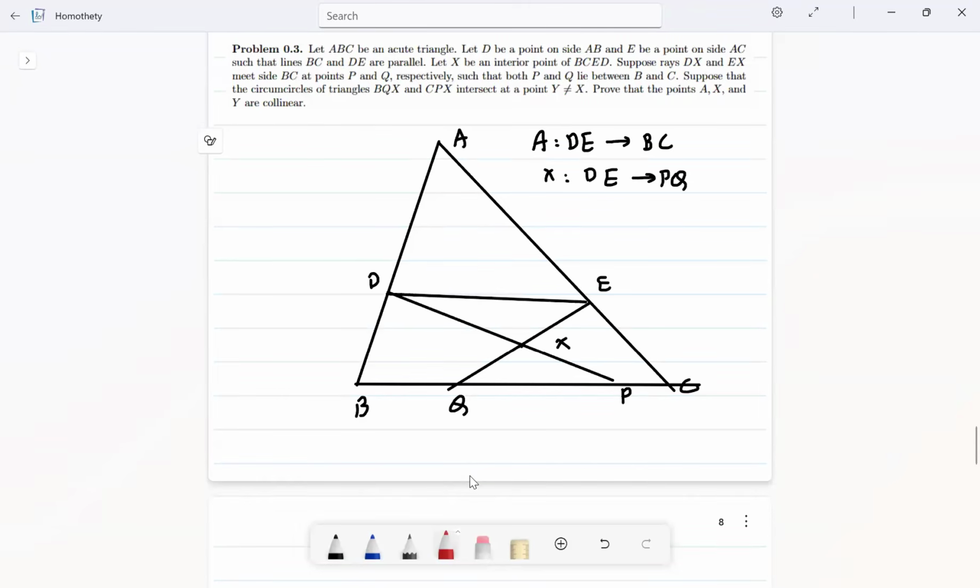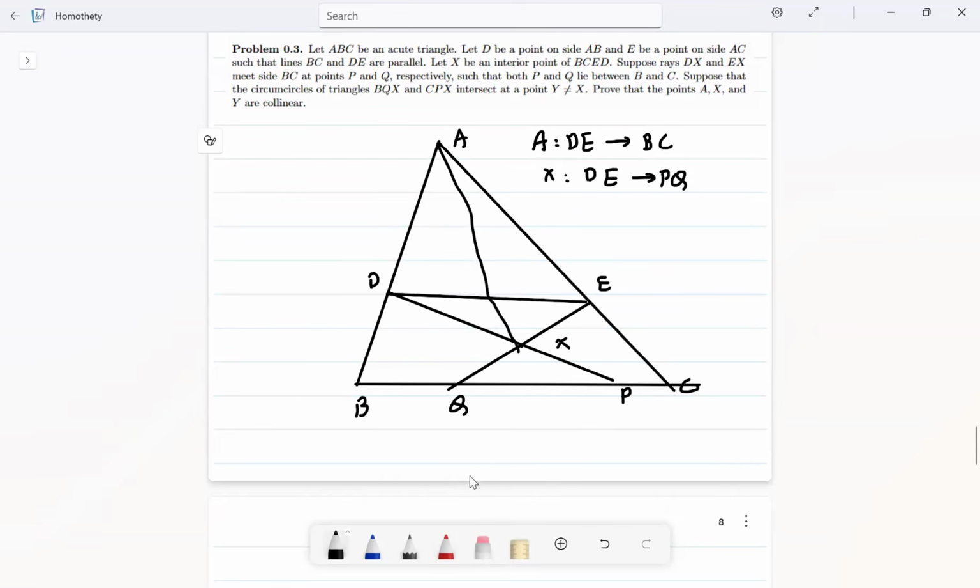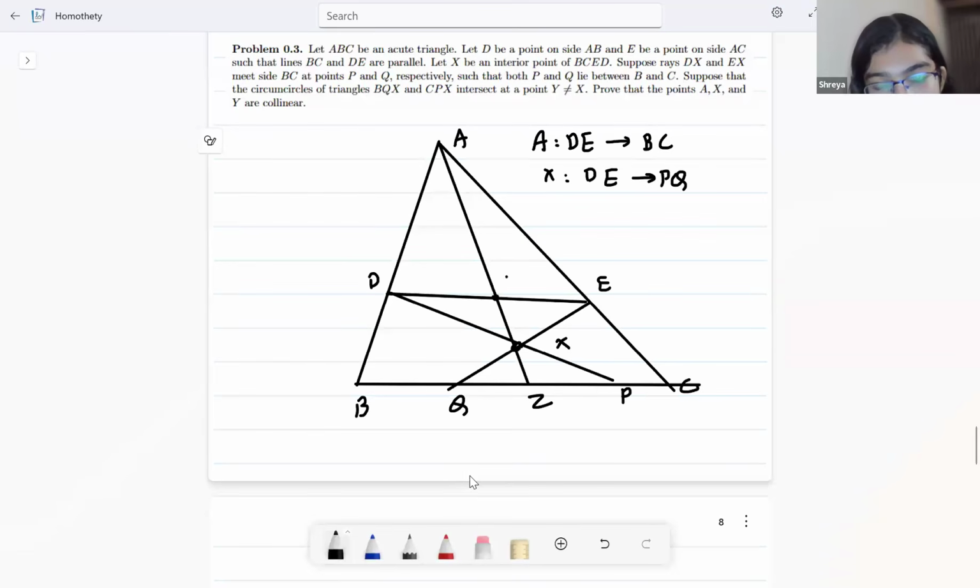You let AX intersect BC at Z, and you're doing a homothety. Okay, sorry, go on. Yeah, that's basically homothety, but I did not use that concept. So it intersects BC at Z and it intersects DE at Z prime.